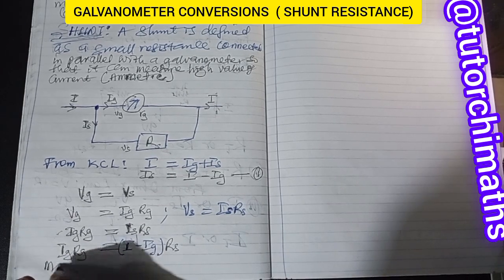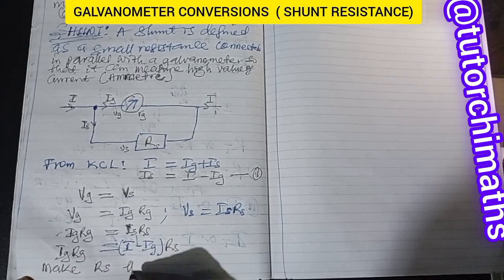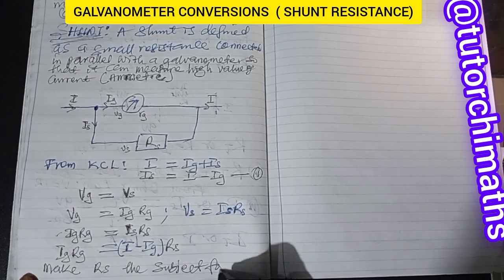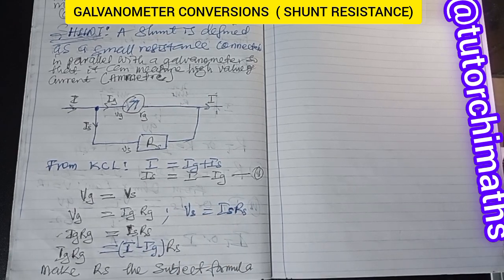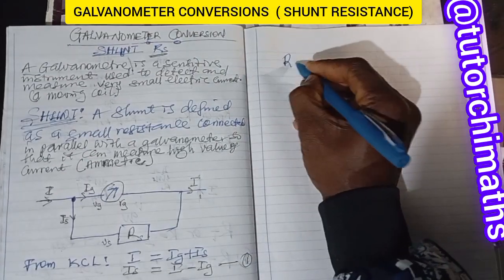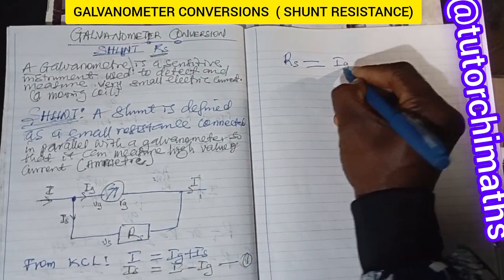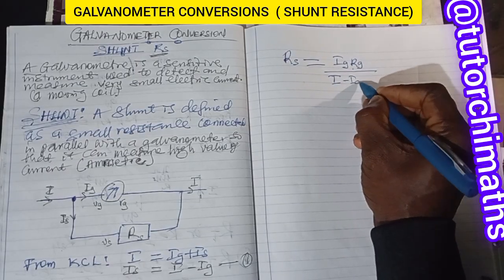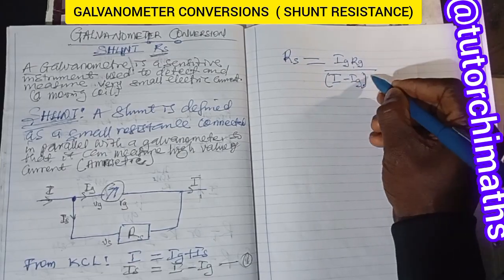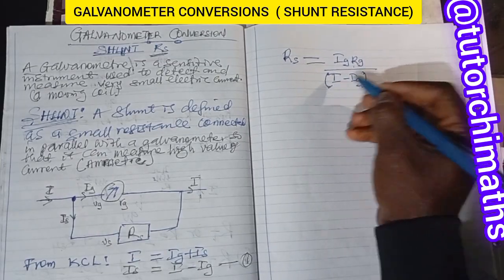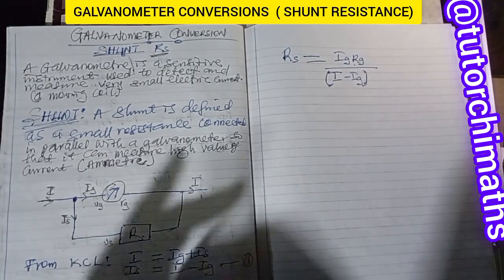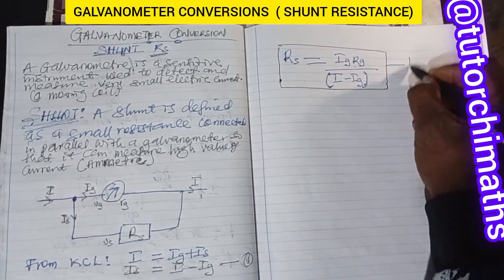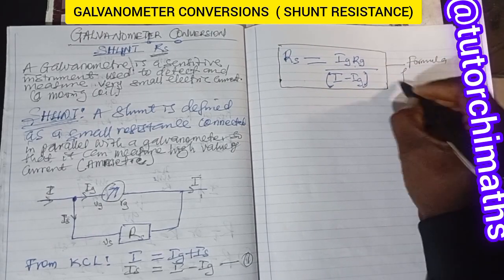Now make RS the subject, which is our shunt. So we have RS is equal to IG ROG divided by I minus IG. So this is the formula for shunt.